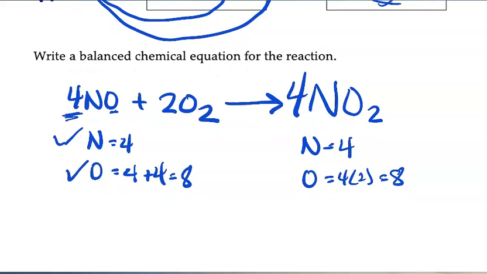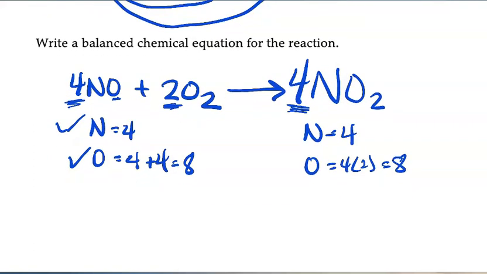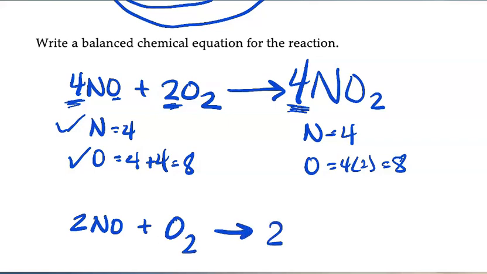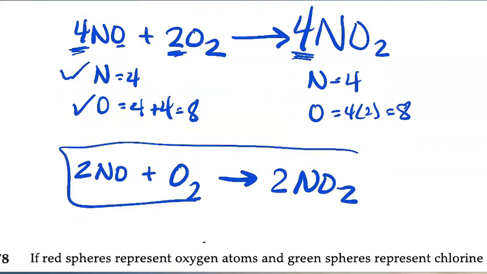Each of these coefficients is divisible by 2. So really what I should do is I should divide all my coefficients by 2. So it should be 2NO plus 2 divided by 2 is 1, but we don't really write a 1, so I just write O2. And then 4 divided by 2 is 2, so NO2. So there's my final balanced chemical equation.